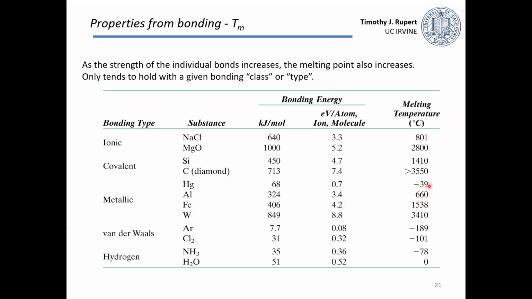So the lowest one here is actually mercury. So this is a metal, but it's not in solid form at room temperature. It's actually in a liquid form. Okay? And we can contrast that with something like tungsten, which has a very, very high melting temperature. And we end up using this metal in high temperature applications.